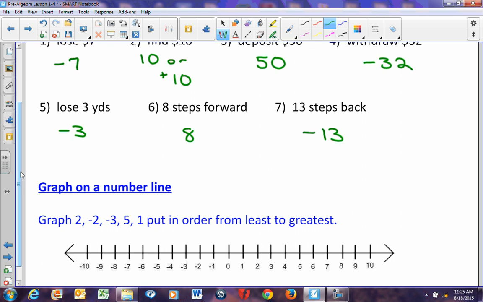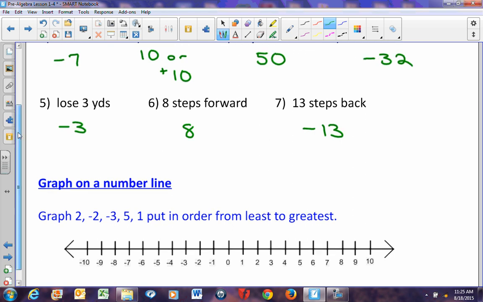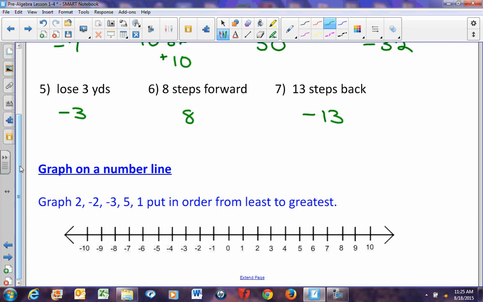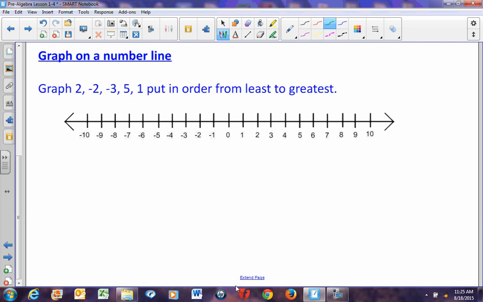Now, if you're asked to graph things on a number line, there are some very important things that you need to understand. Number one, not all number lines have to go from negative 10 to positive 10. They can go whatever. The important thing is your increments need to be equal, and you need to label enough of your number line so that people know if you're counting by ones, by twos, by tens, whatever.